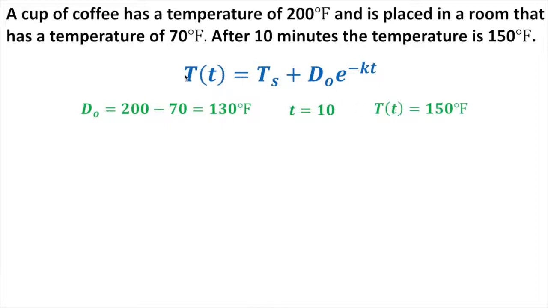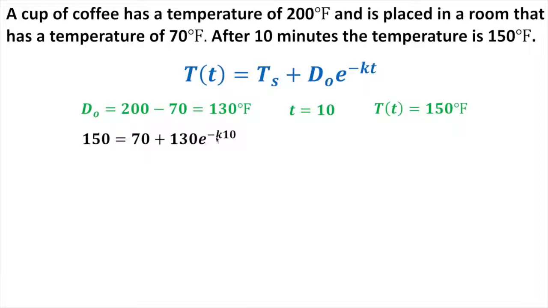All right, now what we're going to do is plug in what we know. So we've got 150 equals 70. 70, remember, is our room temperature, our surrounding temperature. 130 is the difference between the surrounding temperature and the initial temperature of the coffee, 200. So the difference there is going to be 130 times E.